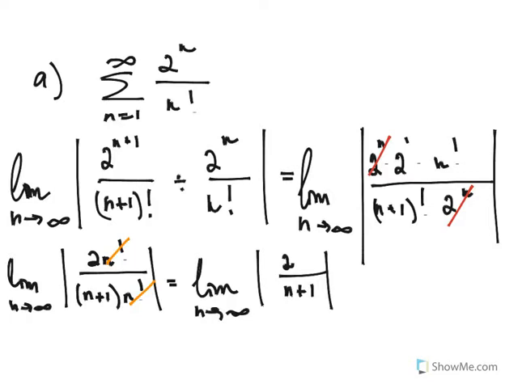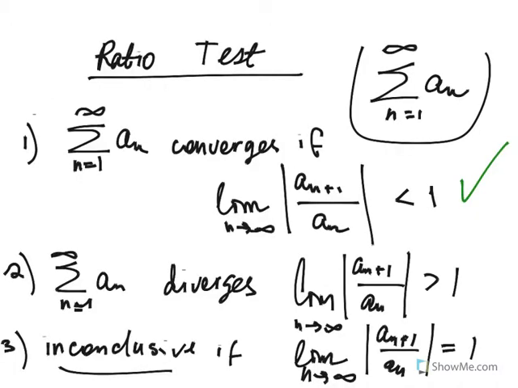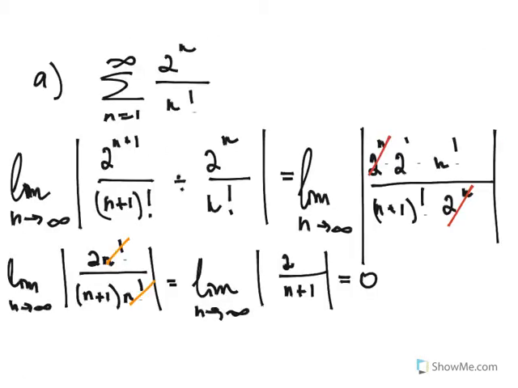Now as n approaches infinity, your result equals 0, right? The denominator gets bigger, the whole fraction becomes smaller. Now let's go back. So when you apply the ratio test and your result is less than 1, then you say that your series is convergent.